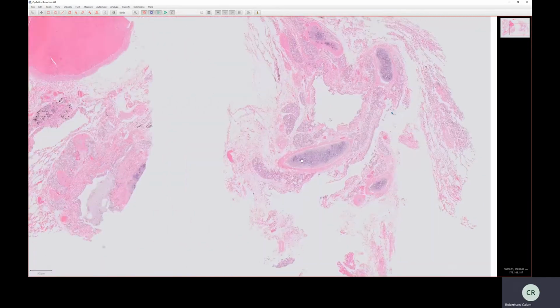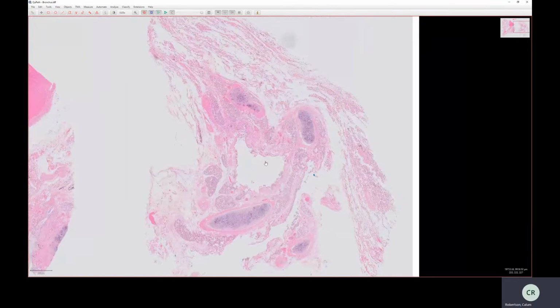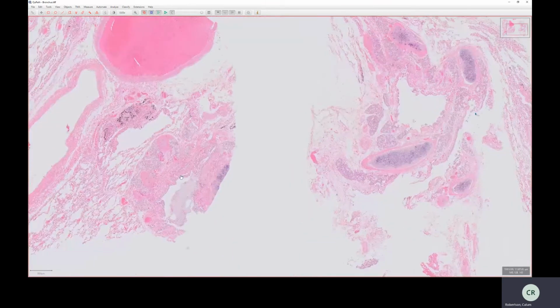We're going to skip forward a few sections within this tree because basically this lumen will get narrower. We'll lose the seromucinous glands and the cartilage. We'll get smaller and smaller.